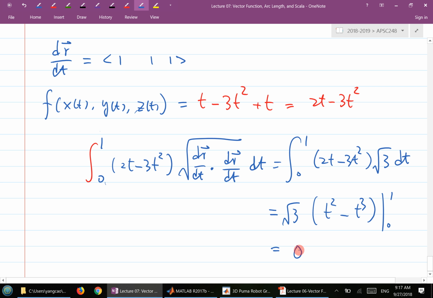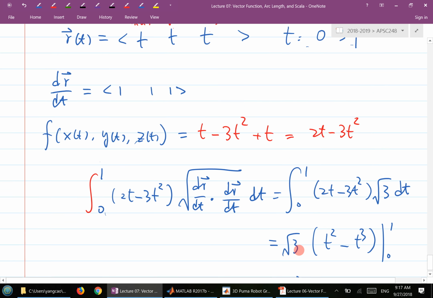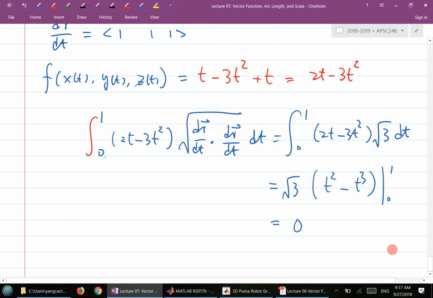I do get questions in the past from students: what does 0 mean? Does that mean you have a weight or mass of 0 for this second wire? Sure, yeah. If you think of this as a density here, then you end up with a 0 weight. But mostly this is purely mathematical calculation. So that just basically means the scalar line integral for this particular question ends up with 0. Physically, probably not possible to get a 0 weight, right?